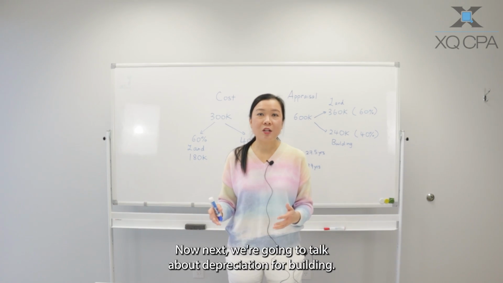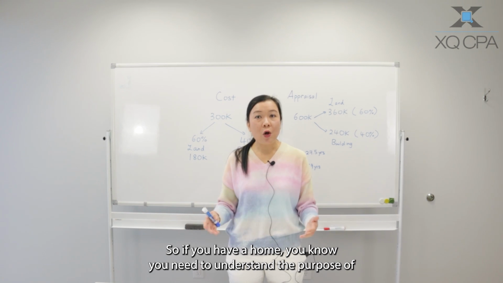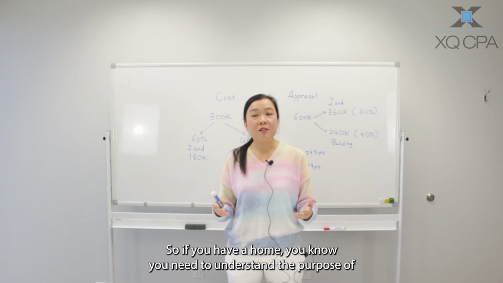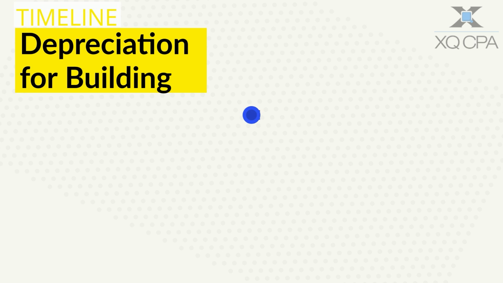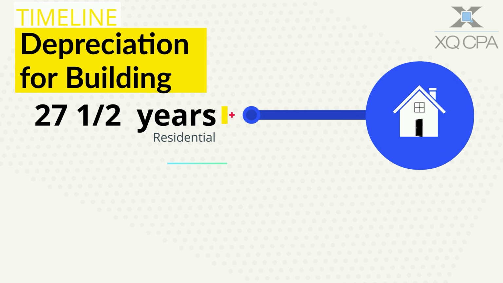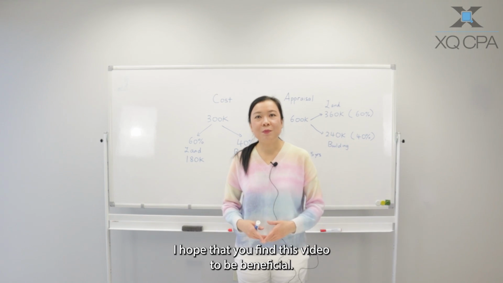Next, we're going to talk about depreciation for the building. If you have a home, you need to understand the purpose of this building. If it's residential, then you depreciate across 27.5 years. If it is commercial, you depreciate across 39 years. So this is a short video, and I hope that you find it beneficial.